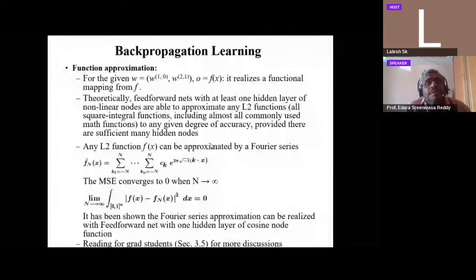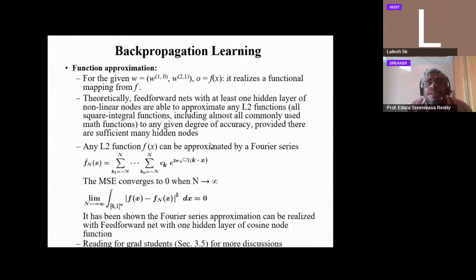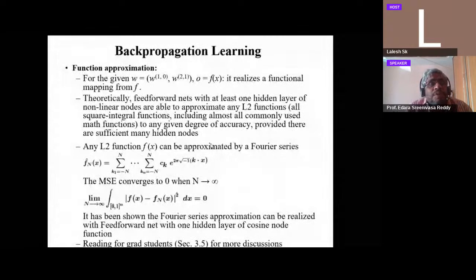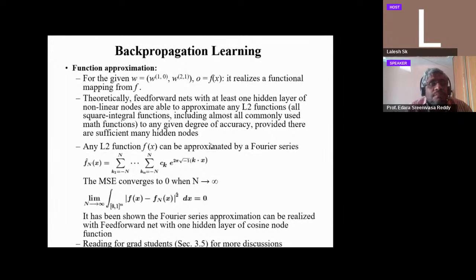So for the given W, we have two weight matrices, W1 and W2, and the output is f(x). So we can convert it to a function. Theoretically, feed-forward nets with at least one hidden layer of nonlinear nodes are able to approximate any L2 functions, that is, square integrable functions, including almost all commonly used math functions, to any degree of accuracy, provided there are sufficiently many hidden nodes. An L2 function in mathematics can be approximated by a Fourier series, and the mean square error converges when n tends to infinity.